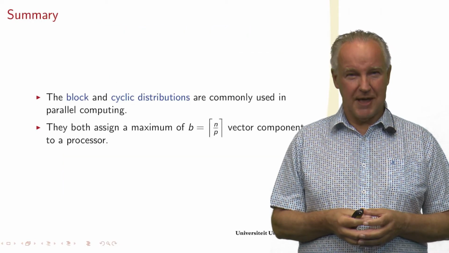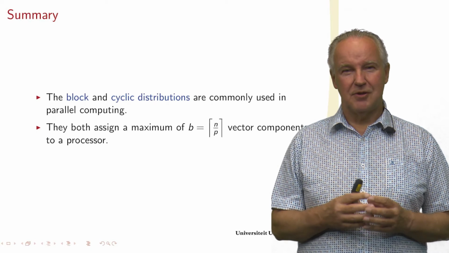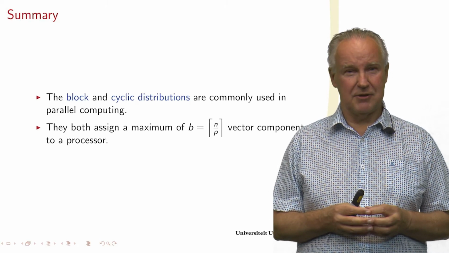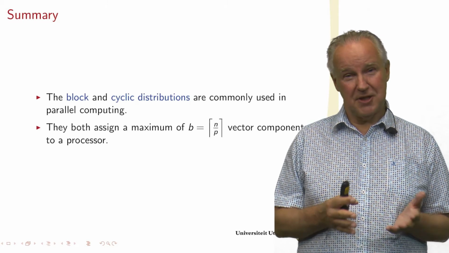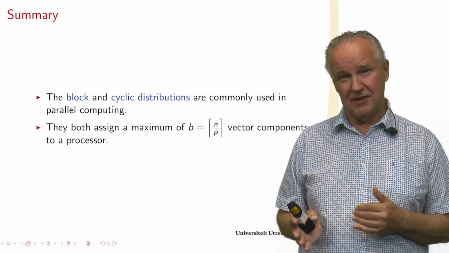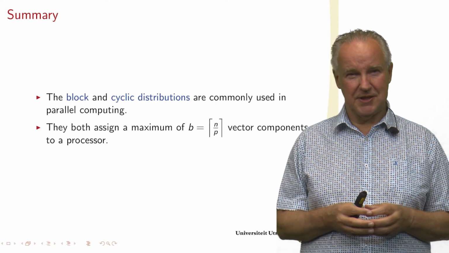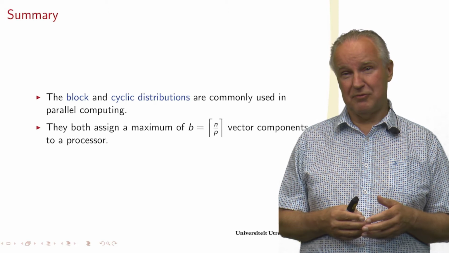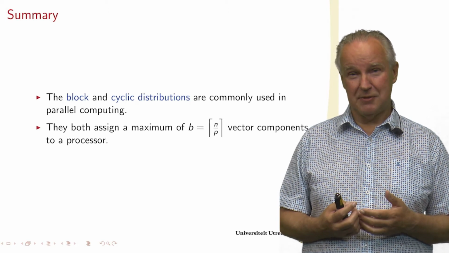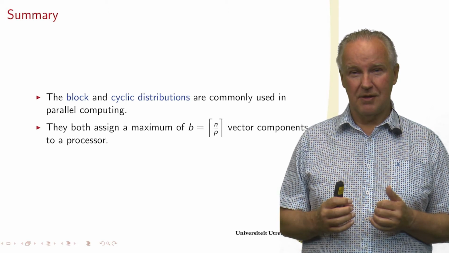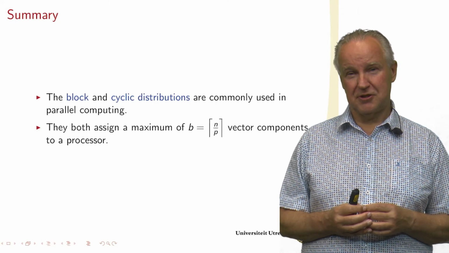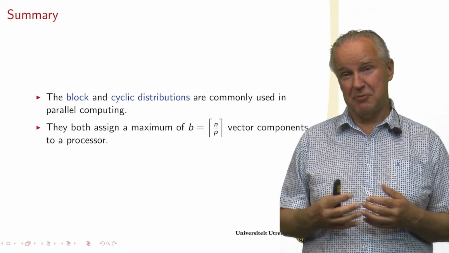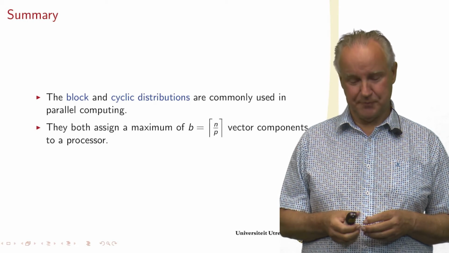OK, so as a summary, we have 2 distributions that both are useful in parallel computing. And you may sometimes use one, sometimes the other. It depends on the situation. And both of them assign a maximum of b equals n divided by p, rounded up, vector components to a processor. So they have the same maximum number of components per processor.